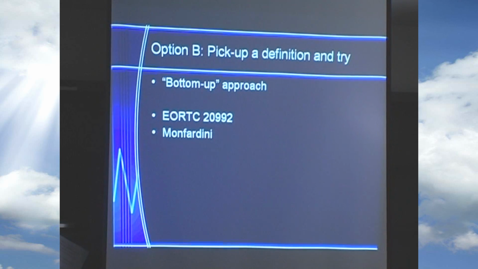Okay, option B, pick up a definition of frailty and try to see how it goes for cancer patients. And that's what Soubeyran and Monfardini have been doing. It's a bottom-up approach. You take the bottom of the basket of cancer patients, you give them a gentle treatment, you see what happens.